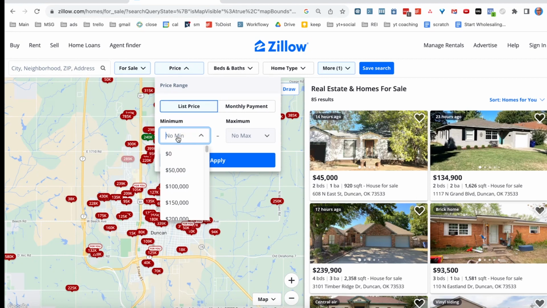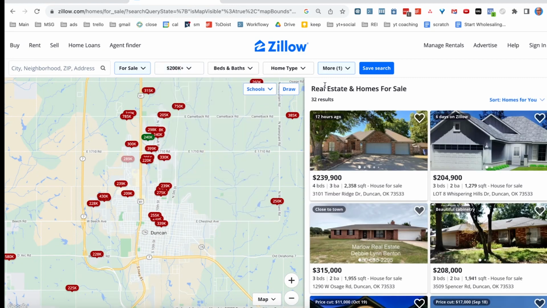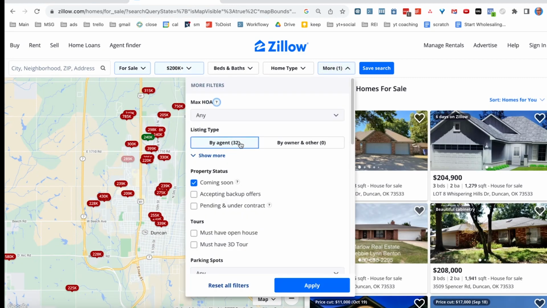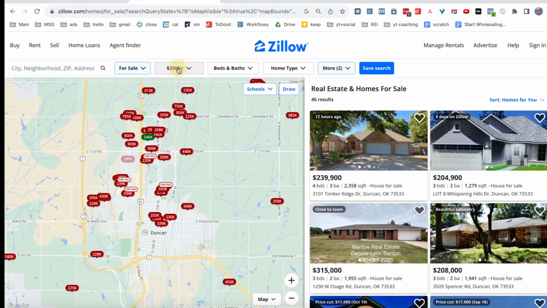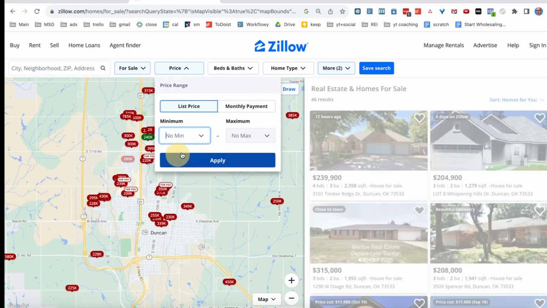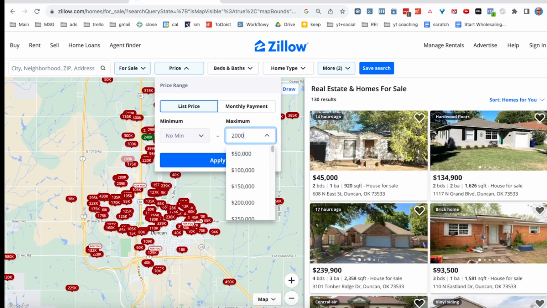So let's say, as an example, I do 200,000 and no max. Now that changes the inventory, because now the inventory is 32 and pending is 46. So 46 minus 32 is 14. 14 divided by 46, so 30% of the market is active on the high end. But now let's do the opposite of that. Let's say from zero, no more than 200,000. I'm going to hit apply.